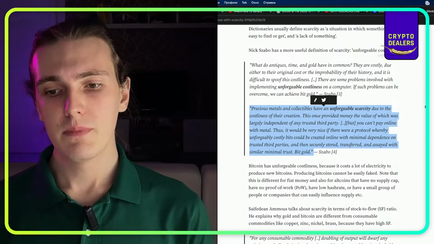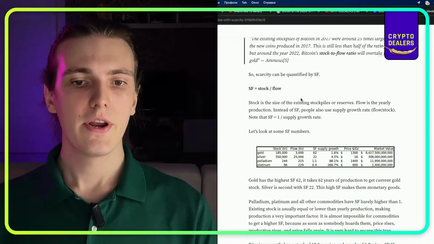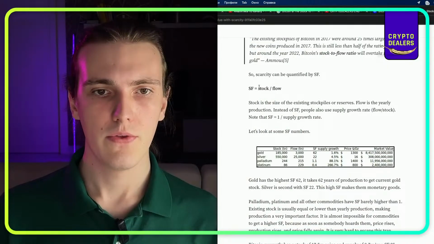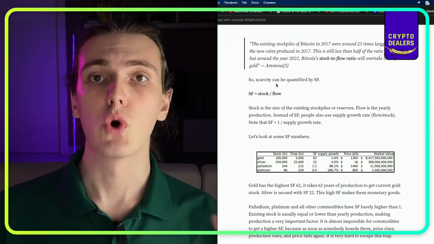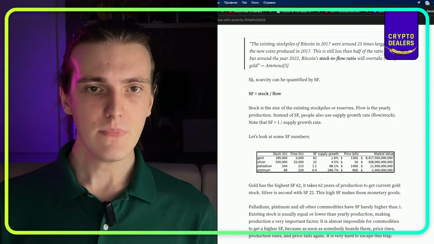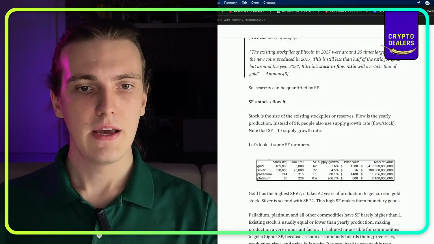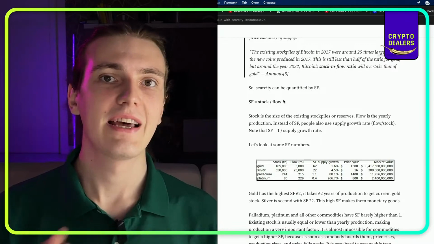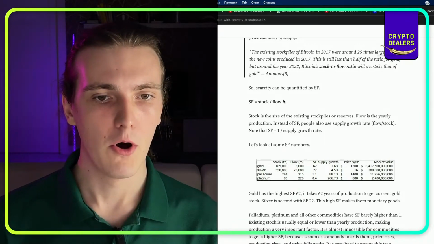So what this means is that, let's just get right into the stock to flow model. Over here, you can see a very good example with actual numbers and a comparison to gold and silver. So here, as I said, we call it just SF, or stock to flow. I'll be saying SF from now on.